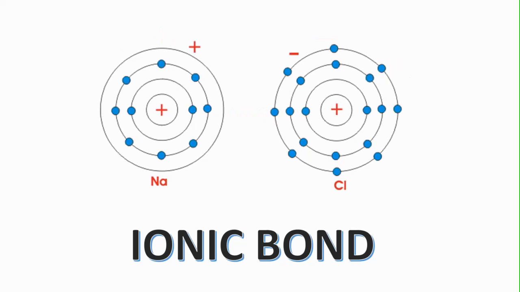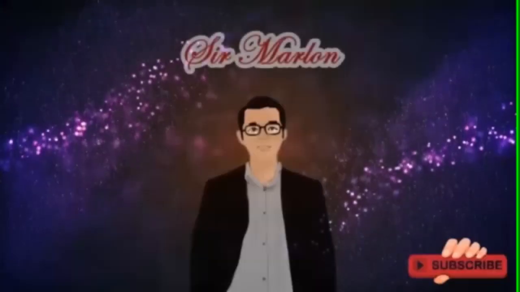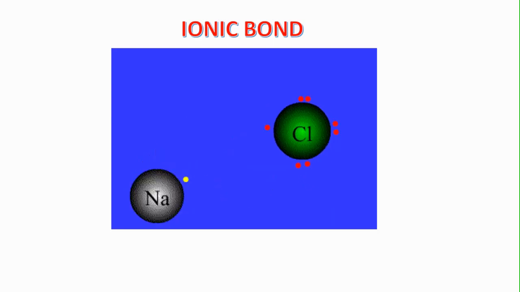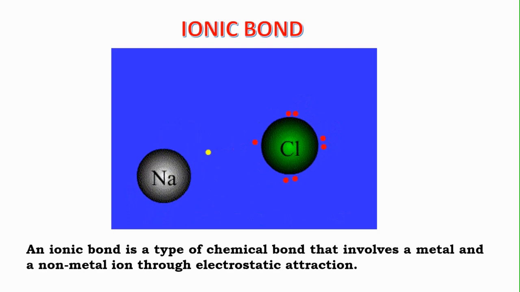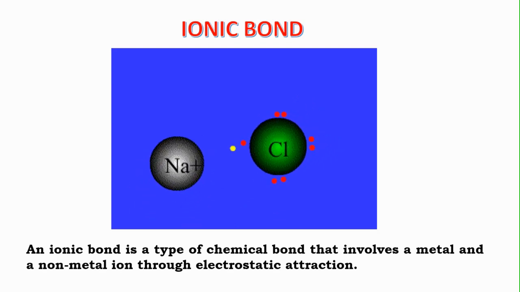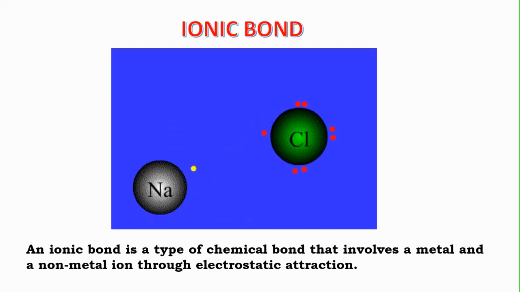Today, we are going to explore a fascinating concept known as ionic bond. First, let's understand what an ionic bond is. An ionic bond is a type of chemical bond that involves a metal and a non-metal ion through electrostatic attraction. In simpler terms, it's a bond formed when one atom gives up one or more electrons to another atom.